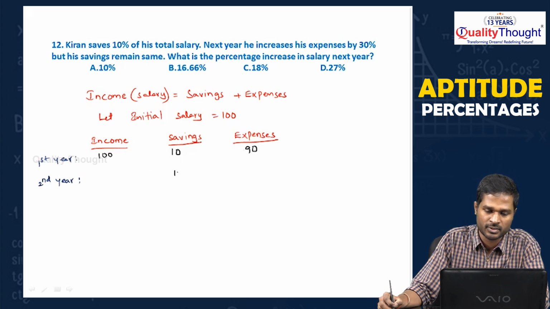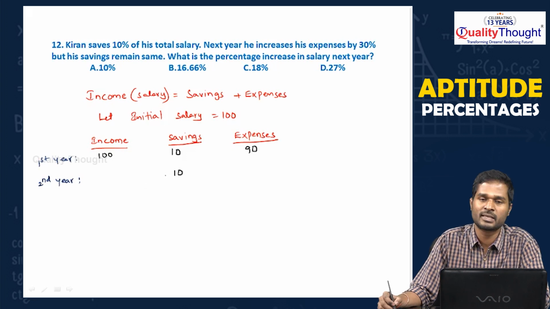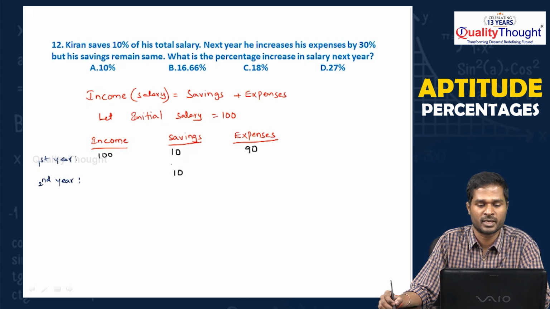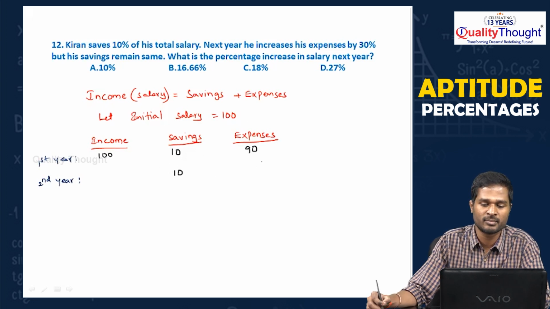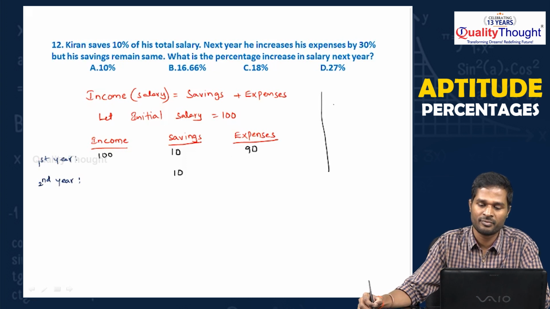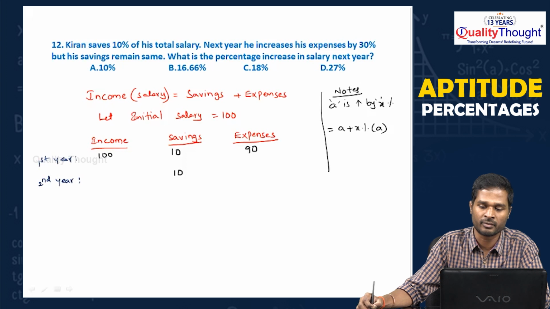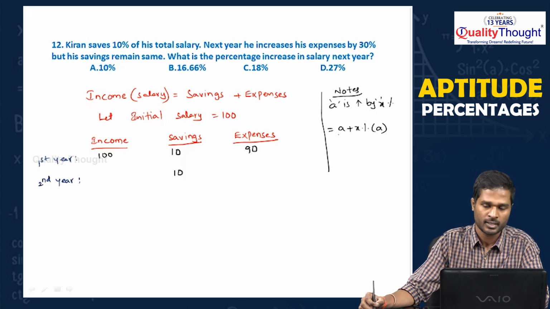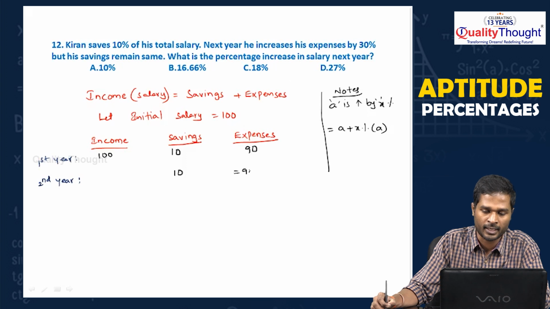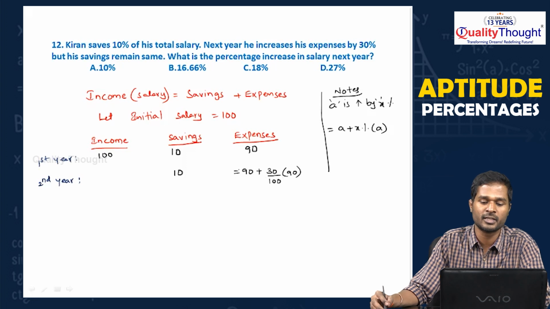In the second year, savings were the same, 10 rupees, because in the first year the savings are 10 rupees, and in the second year also the savings are 10. But the expenses were increased by 30%. We have seen this: if A is increased by X percentage, then the final value is A plus X percentage of A. So this also, on 90, it is increased by 30%. So it is 90 plus 30% of 90. This is how we'll write. On 90, it is increased by another 30%.